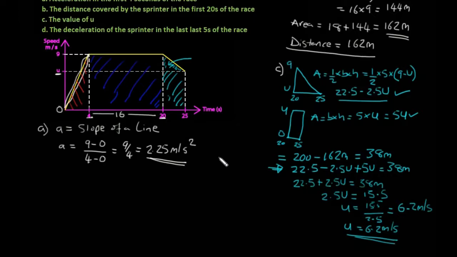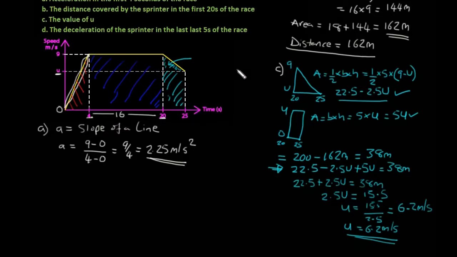I hope this is well understood how to find value of u. Value of u we have found by calculating the distance in last 5 seconds. We found the area of triangle and rectangle in terms of u, and then we equated those two equations equal to 38 meters.